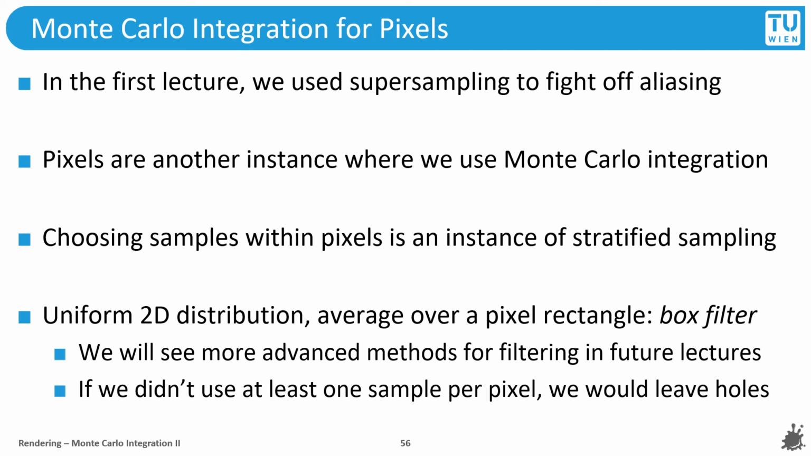If we distribute the samples uniformly over the pixel square and then compute the output color as the average, this is the simplest version of Monte Carlo integration for pixels, and it is called a box filter. We will see more complex alternatives in some of the upcoming lectures.